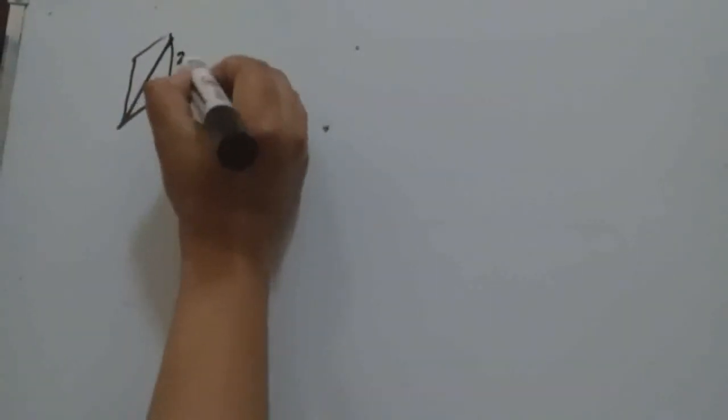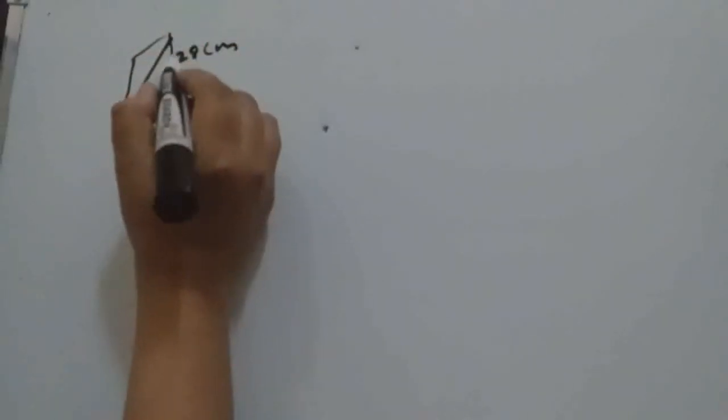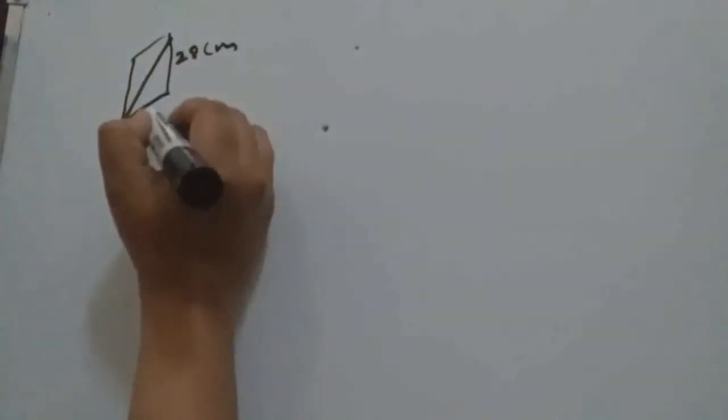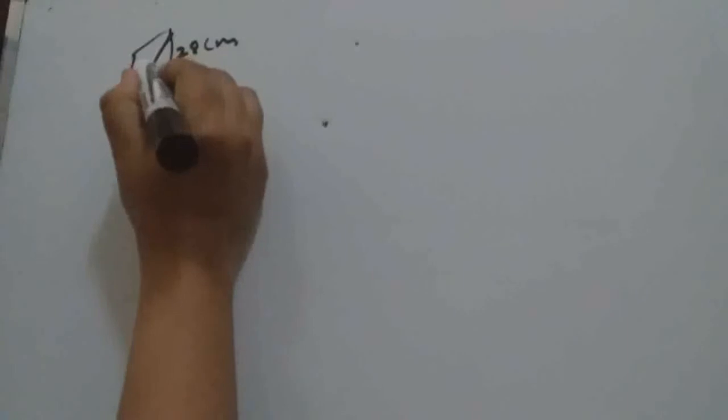In question number 8, a floral design is given to us. In this, one triangle's sides are given: 28 centimeter, this is 9 centimeter and this is 35 centimeter. So what is the cost of polishing the tiles at the rate of 50 paise? So a total of 16 tiles are there. So first we will find the area of one tile.